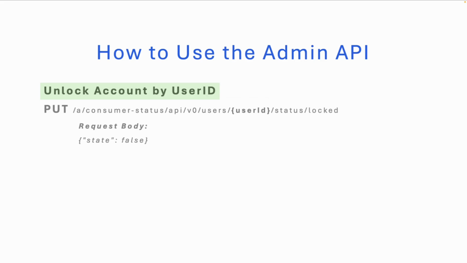Now that we've verified the user's identity, looked up their user ID, and verified that the user is locked, we need to unlock the user. We'll use the consumer status locked endpoint, and we'll send the request as a PUT request. Just like before, we are providing the user ID in the request URL. We'll also set the lock state to false in the request body.